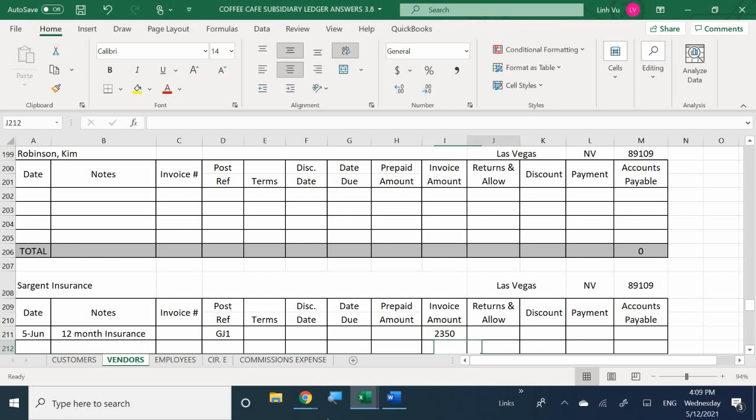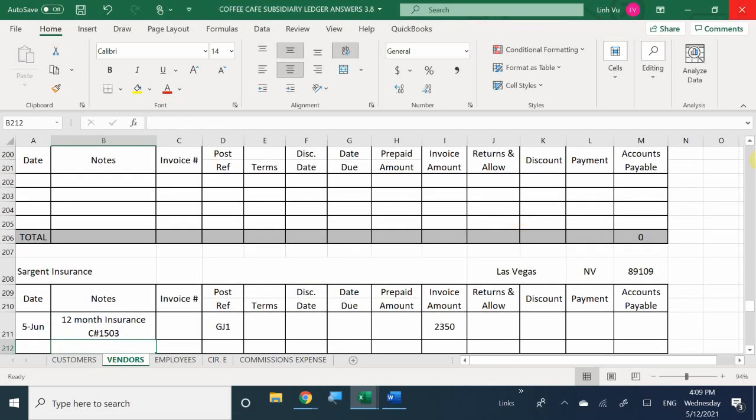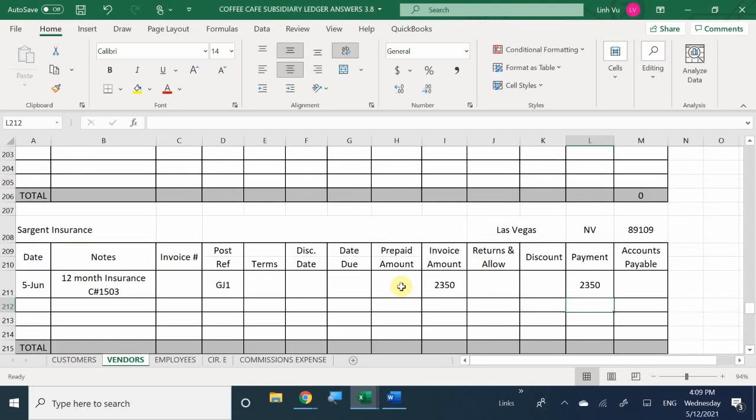Okay? And once again, we did make a payment, right? We made the full payment using check number 1503. So I'm going to enter that in as my notes as well. So I used check number 1503. Okay. And so that guarantees I made a payment, right? Proof that I made a payment for the $2,350. Okay. And once again, I'm going to format these so then they look a little nicer.